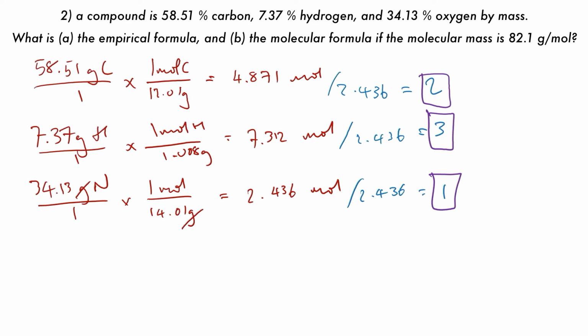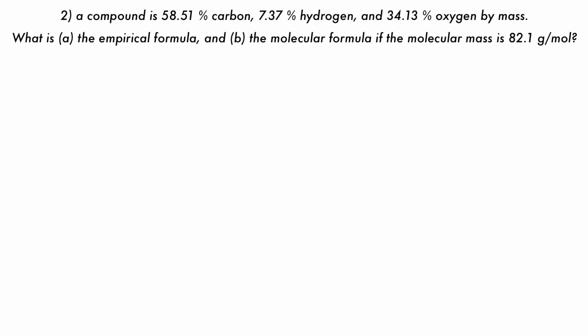So our empirical formula, or our simplest atom ratio for this compound, will be C2H3N. And then we can use this empirical formula to find the molecular formula, by first finding the molar mass of our empirical formula, C2H3N.